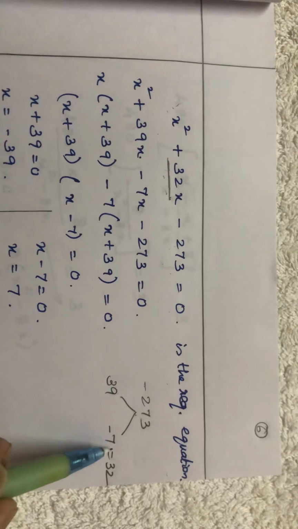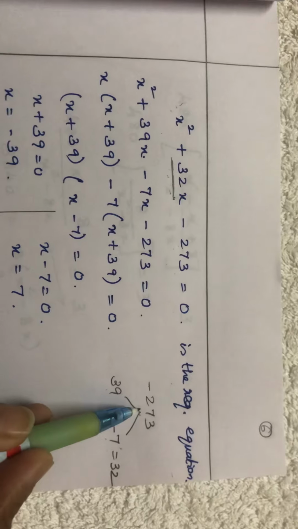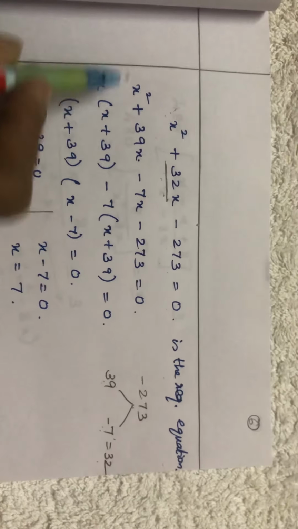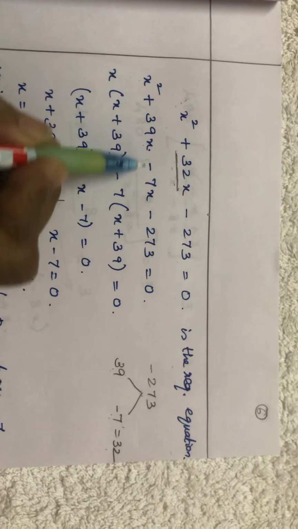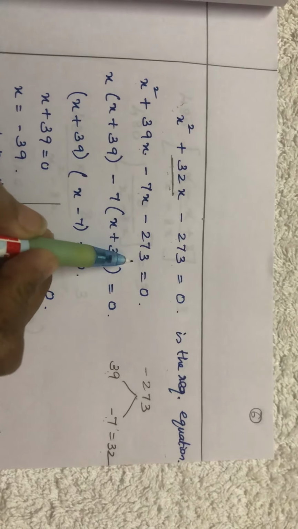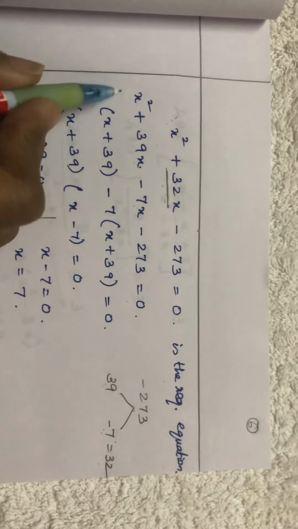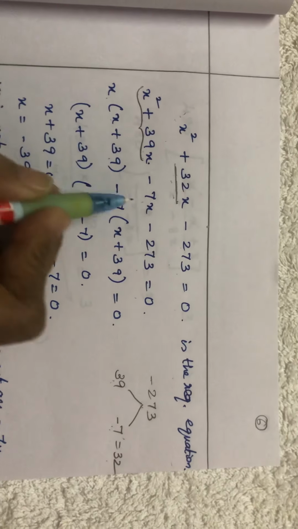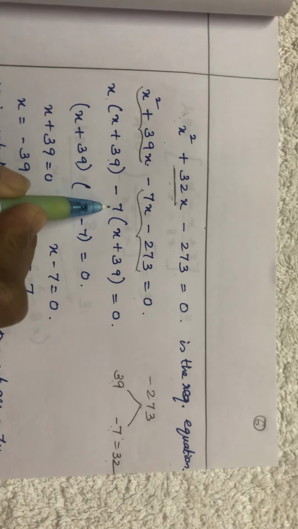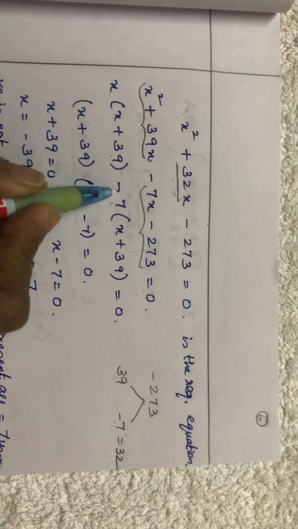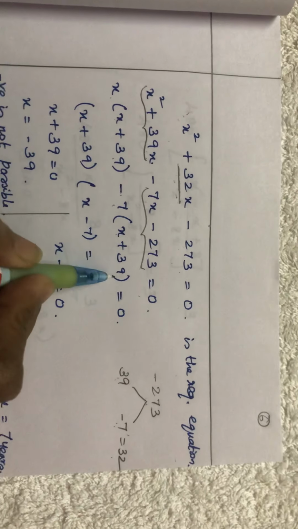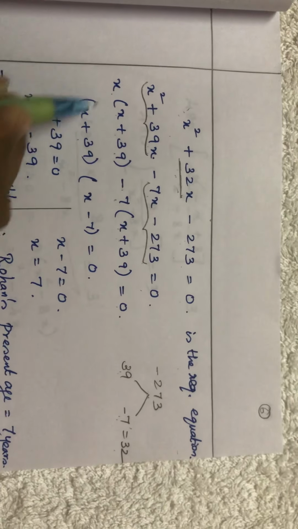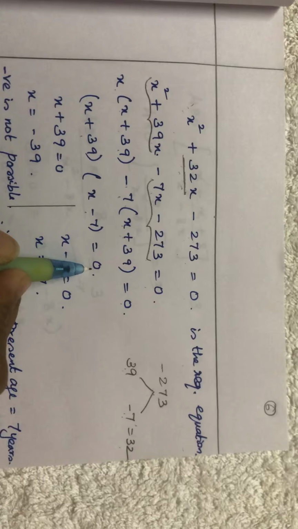So factors are 39 and 7, which will give you 273. When I am subtracting this, I will get 32. So x square plus 39x minus 7x minus 273 equal to 0. From the first two terms, take x as common, x plus 39. From these two terms, taking 7 as common, so I will get x minus 7 (I have taken it outside, so it will become) plus 39 equal to 0. Now x plus 39 taking common, x minus 7 is equal to 0.